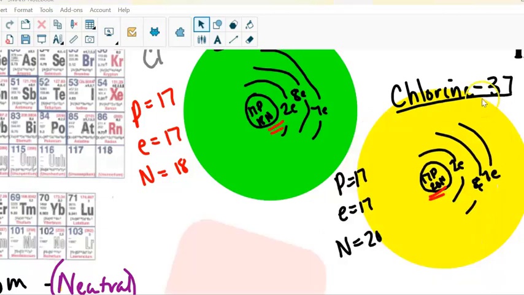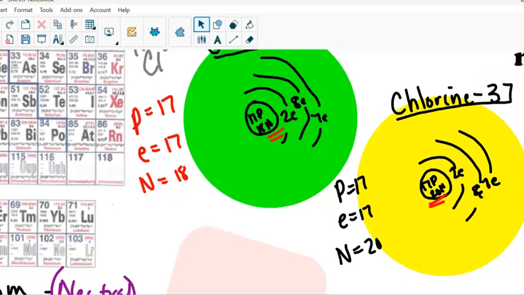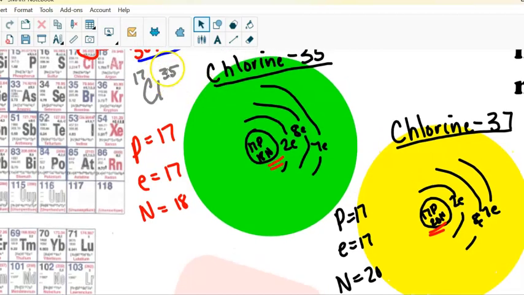With chlorine 37, we now have a different mass number. So instead of chlorine 35, it would have a chlorine 37 right here. We know that we'd have the same number of protons and the same number of electrons, because an isotope means it's got a different number of neutrons. So we subtract: there'd be a 37 here and a 17, and we get 20 neutrons. So the only thing that is different in this isotope of chlorine is the 20 neutrons. That's it. It's just a heavier atom of chlorine.